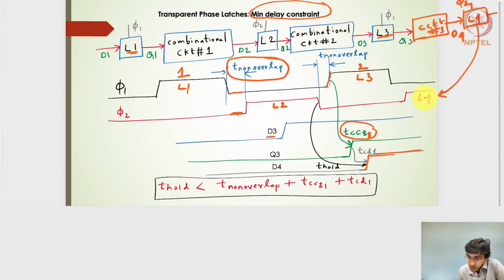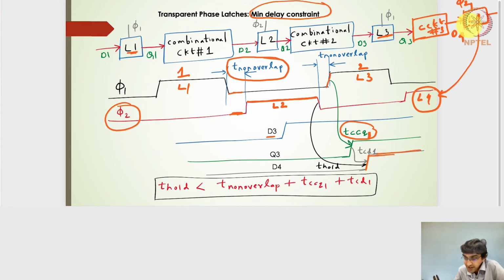D4 signal is supposed to be captured in the second level of the clock, right? But if it is very, very close to the first level of the clock 2, and it falls within the t-hold time of the design for latch 4, latch 2 and latch 6, which have the same characteristics, then it can actually get sneaked in.